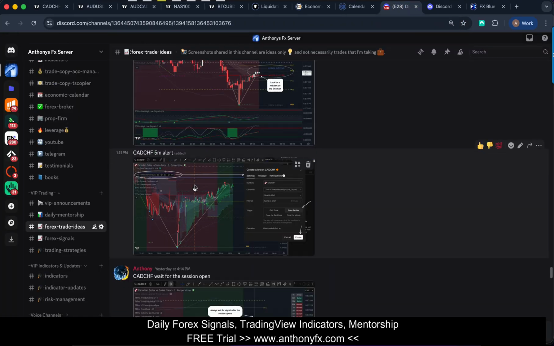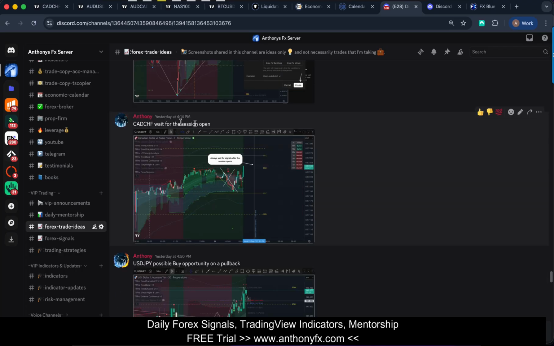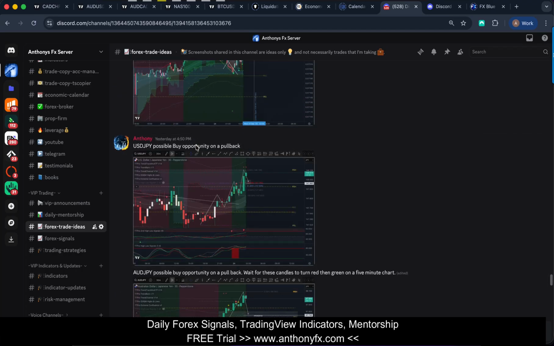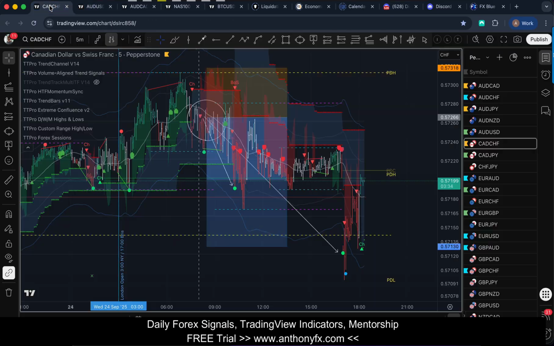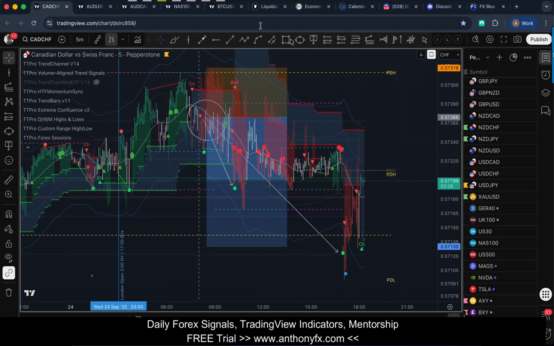CAD Swiss. The next one was wait for the session to open. That was the note here. Dollar yen, possible buy opportunity on a pullback. So the dollar yen. Oh, just before we go there, we get both signals. We get an entry signal and we get a signal here to take profit or close. So once you enter the trade, you've just got to set the alert on the extreme confluence to give you that. And then you'll know when to exit the trade.